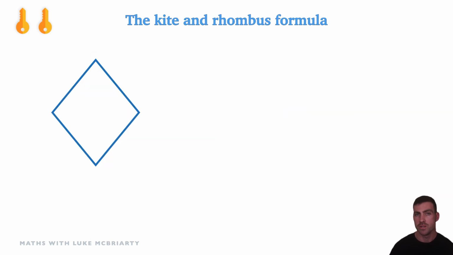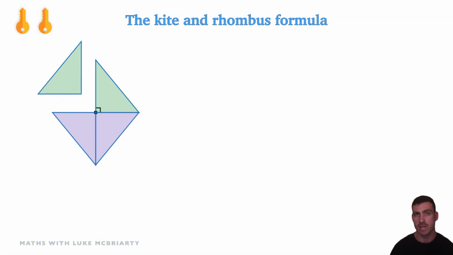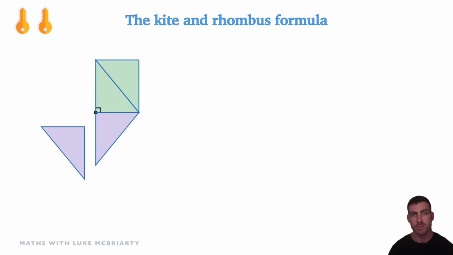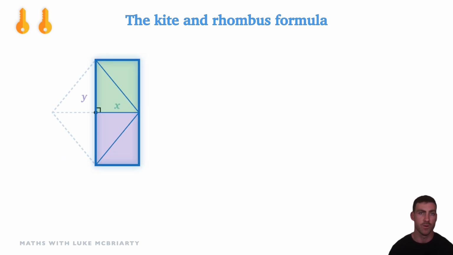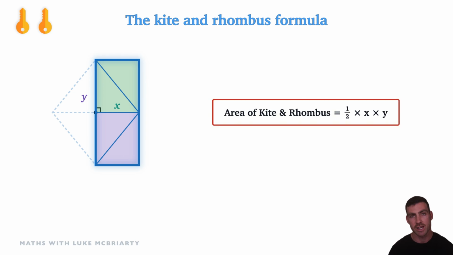Now look at the rhombus. Its diagonals are perpendicular and we can rearrange it exactly the same way as before. So if we complete the same steps, we'll see that both shapes share the same formula. Area equals half times X times Y.